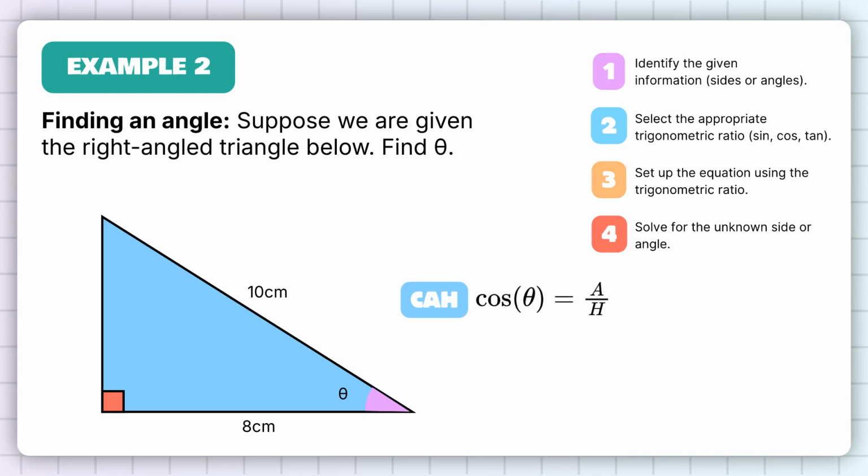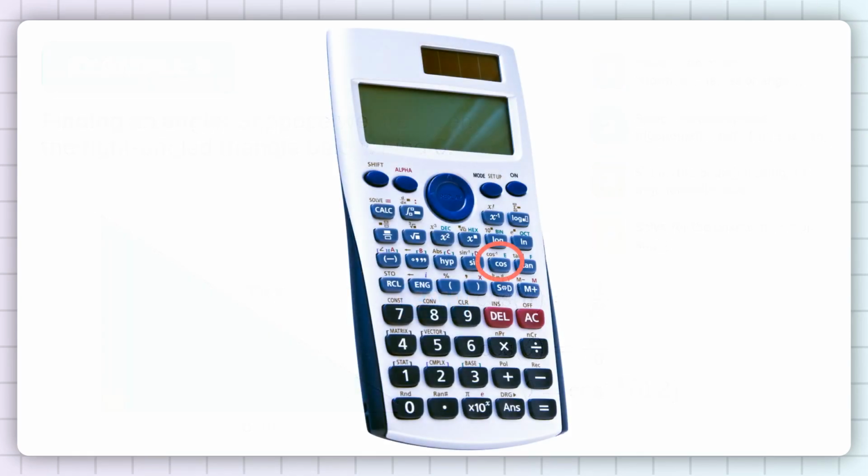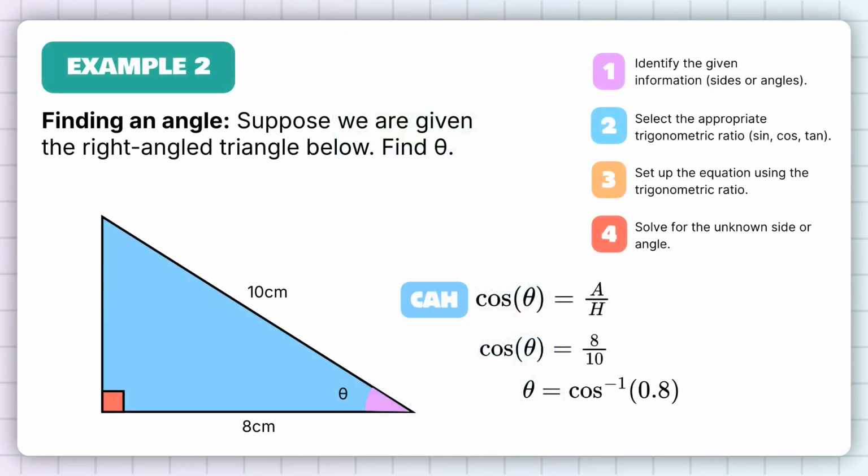Substitute in the values we know. We find that cos theta equals 8 over 10, which can be written as 0.8. To find the angle theta, we need to use inverse cos. This is a button which can be found on your calculator. On the calculator shown here, you would need to press the Shift button and then the cos button. But check your calculator to practice this. By typing inverse cos of 0.8 into your calculator, you can find the angle theta. So we find that theta is approximately equal to 36.87 degrees.